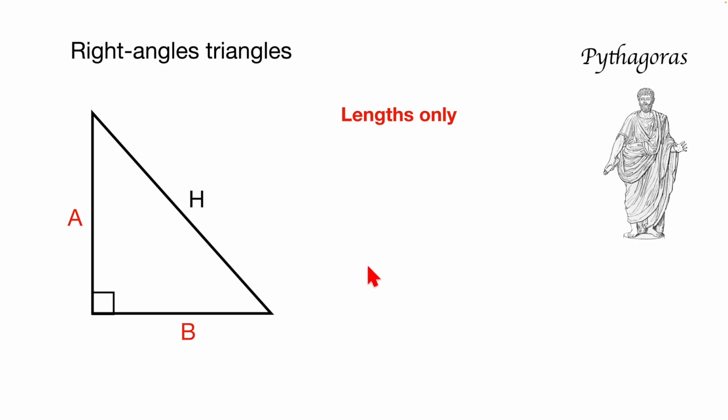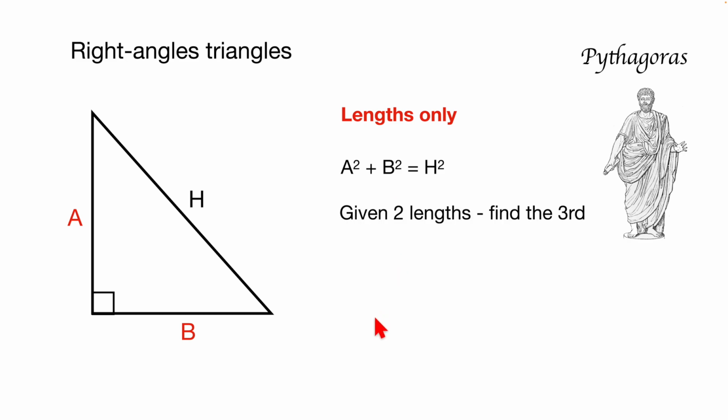And we can label this A, B and H. H is the hypotenuse, and A and B are the other sides. And we know that A squared plus B squared equals H squared. It also means that given two lengths, we can find the third length.